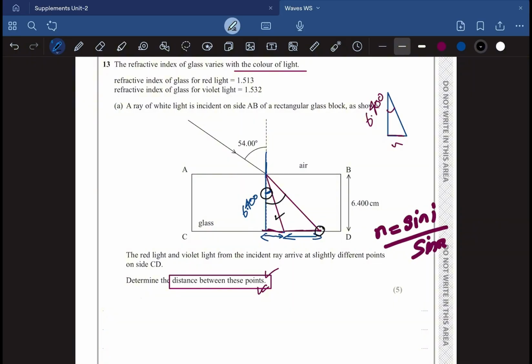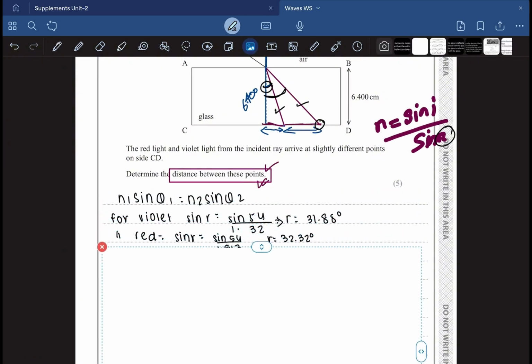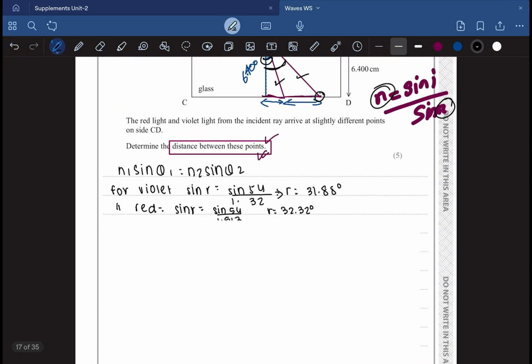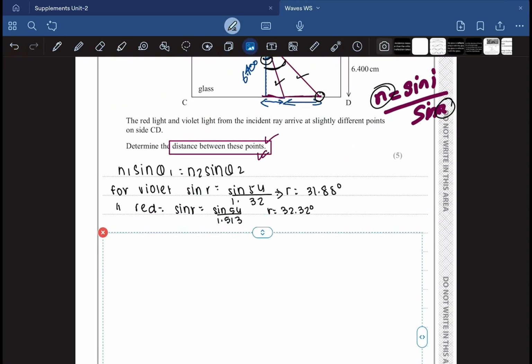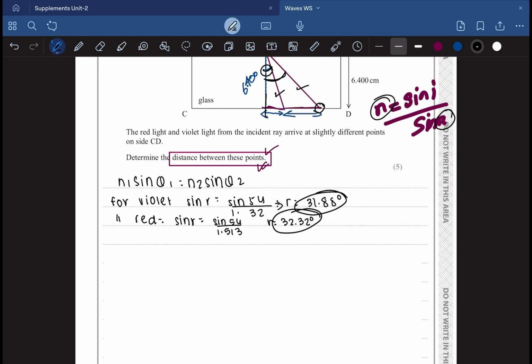I mean, there are 2 refractions, right? One is this one and the other one is this one. So to figure out the refracted angle, we'll be using the formula n is equal to sine i by sine r. Using this formula for the violet, we will use the refractive index of the violet and the red light. So in 2 positions we will use 2 formulas, and we will get the angle of refraction for both of them.